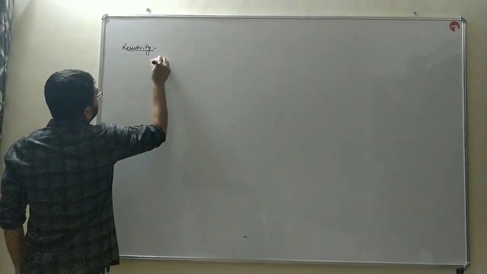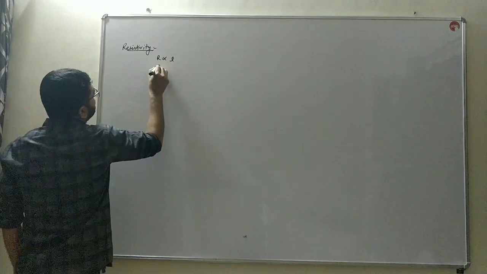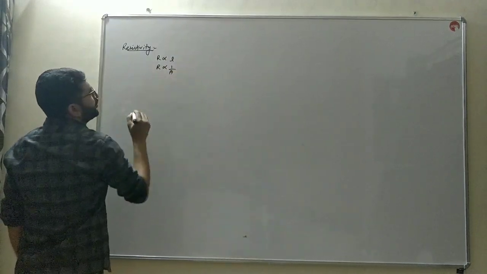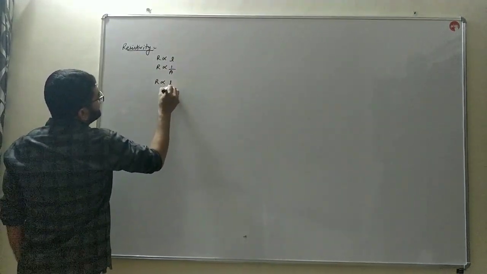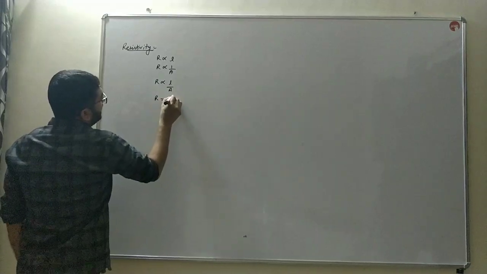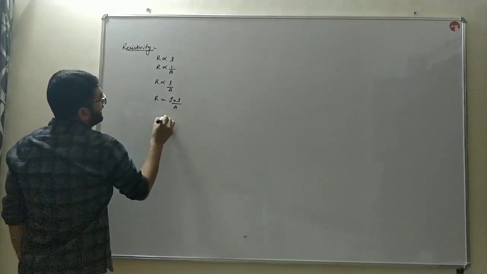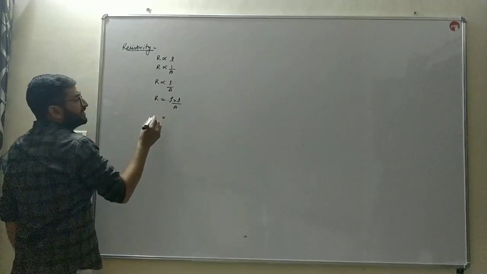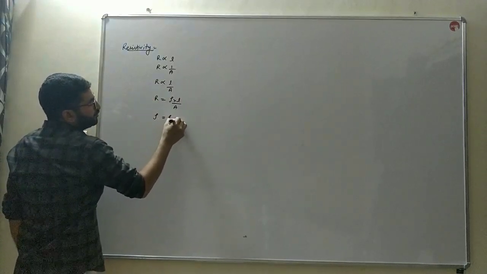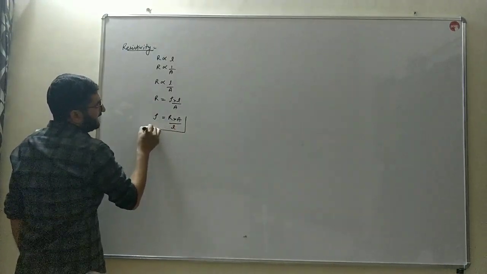How do we get the resistivity? Resistance is proportional to length. Resistance is inversely proportional to area. We combine these and we get R is equals to rho into L by A. When we change it, we get rho is equals to R into A by L.